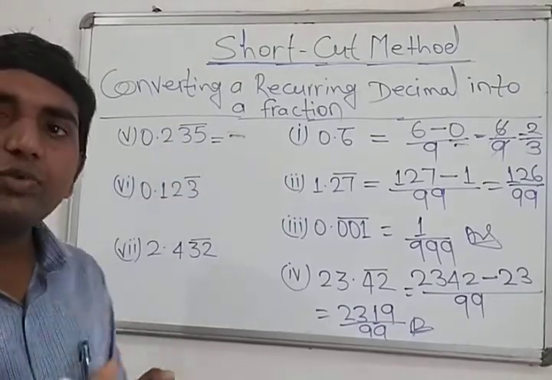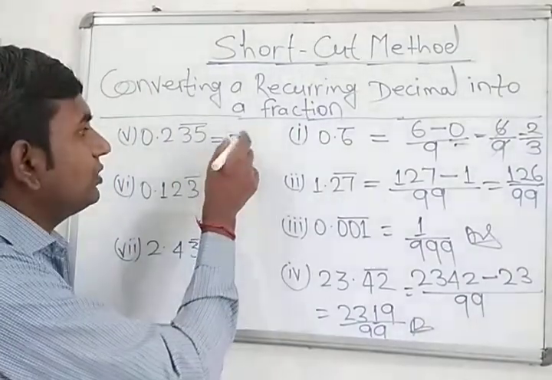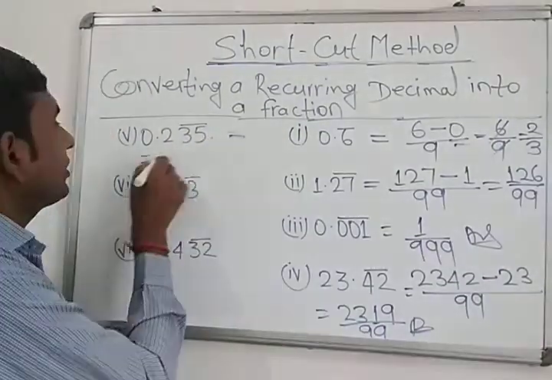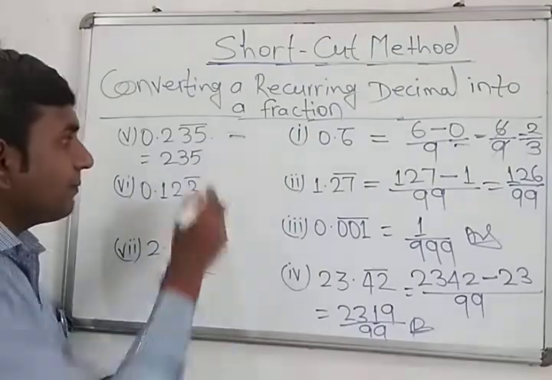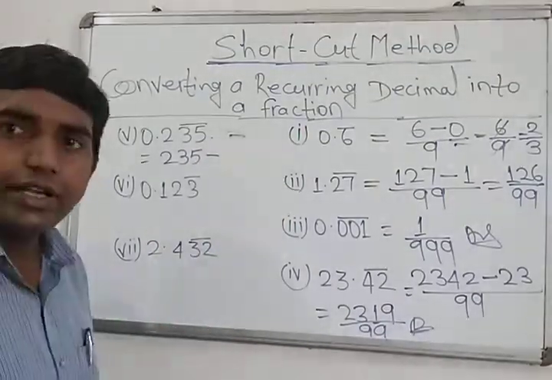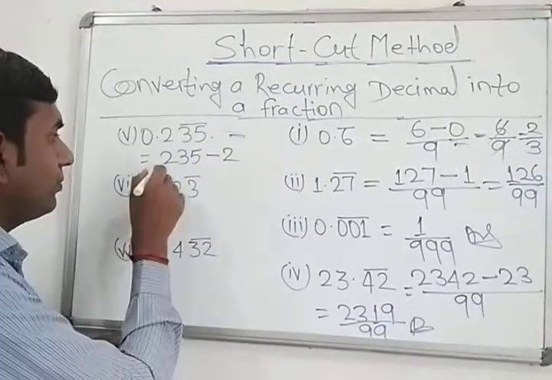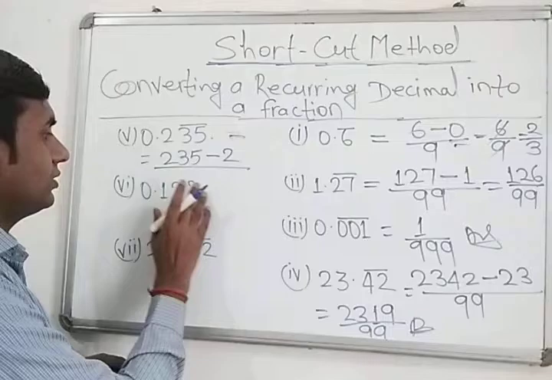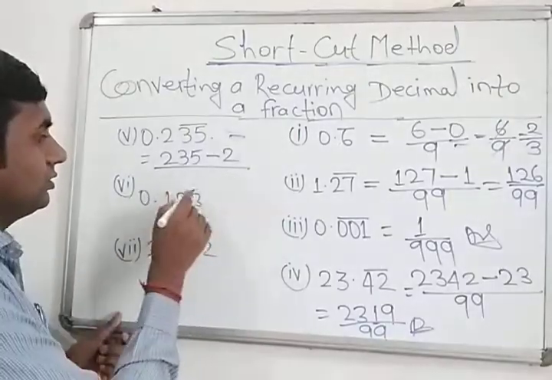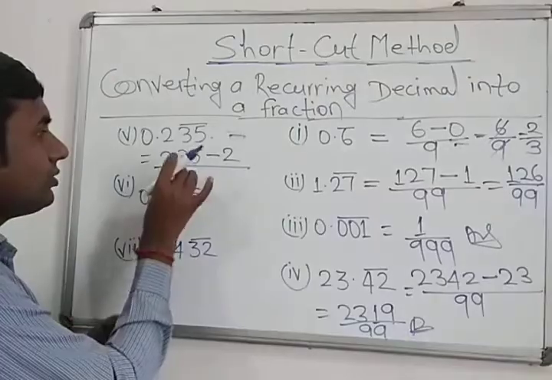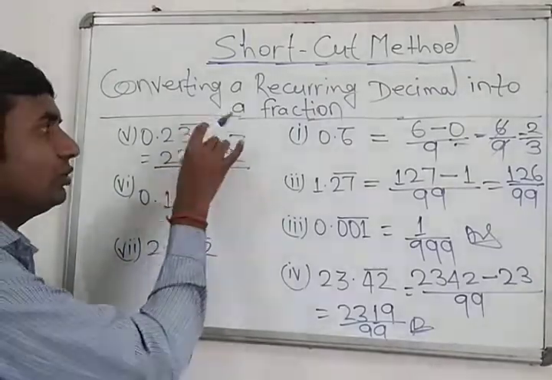Then the first step is to write the total number, the total digits. So we have to write here 235. Then minus the non-recurring digit. Here 2 is non-recurring, so we have to subtract 2, divided by the number of 9s, which is equal to the non-recurring digit.